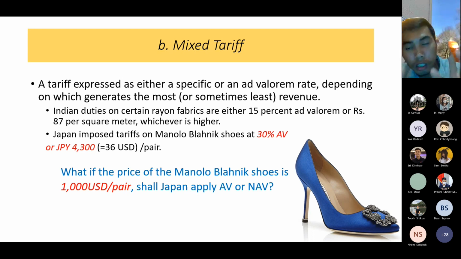So in mixed tariff, it's the combination between specific tariff and AV tariff. But the government that imposed these two tariffs has to choose only one when it applies in reality. And which one is to be chosen? They would choose the one that creates the highest revenue from the product.